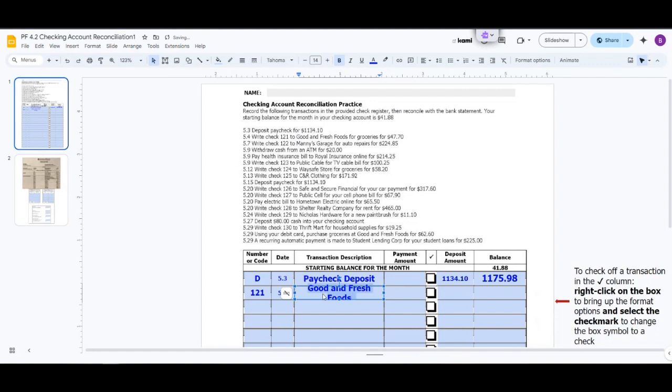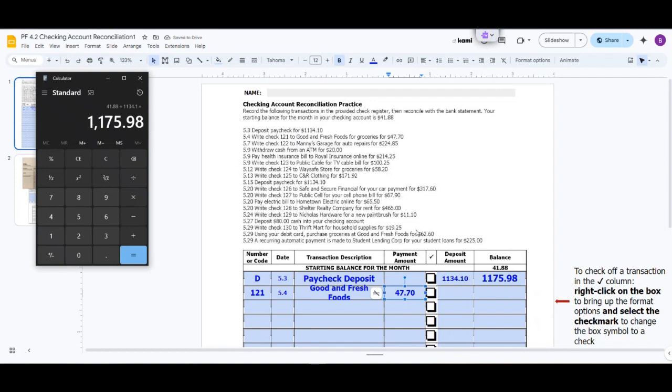Okay, so Good and Fresh Foods, and the payment amount is $47.70. So that amount is going to be subtracted from my previous balance, $1175.98 minus $47.70 is $1128.28.